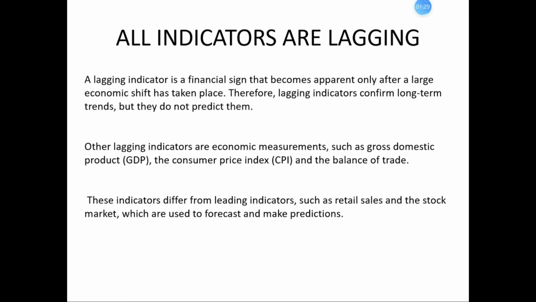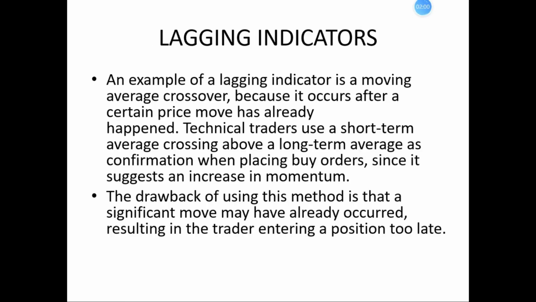A lagging indicator is a financial sign that becomes apparent only after a large economic shift has taken place. Therefore, lagging indicators confirm long-term trends, but they do not predict them. Other lagging indicators are economic measurements, such as the gross domestic product (GDP), the consumer price index (CPI), and the balance of the trade. These indicators differ from leading indicators such as the retail sales and the stock market, which is used to forecast and make predictions.